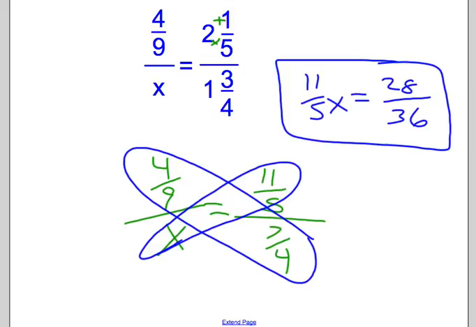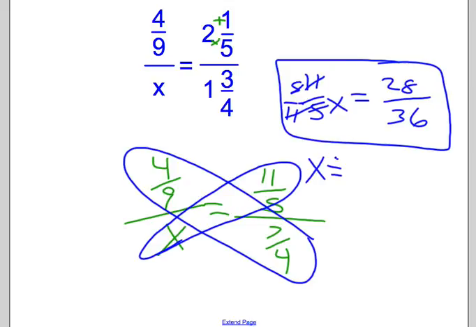Yeah, so we want the reciprocal. We're dividing by that, but that's the same thing as multiplying by the reciprocal, which would be 1, right? Over on this side, yeah, we take 5 over 11, which would make it 1. That makes that 1, gives us the value of x.